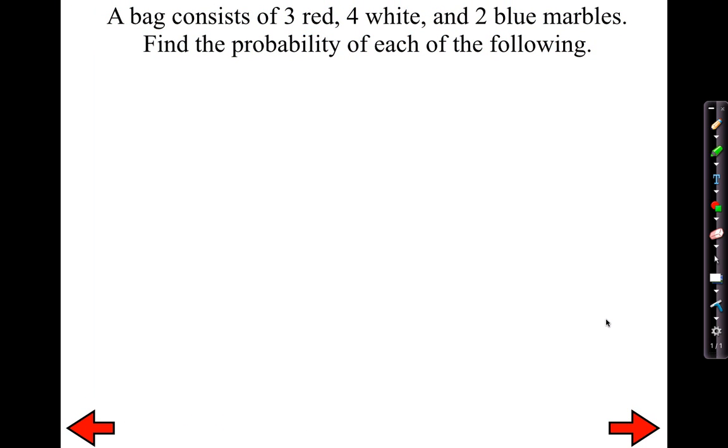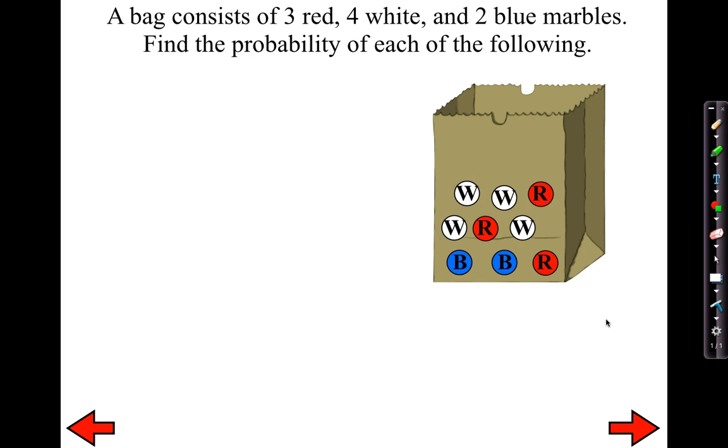Okay, so now let's take a look here. It says a bag consists of 3 reds, 4 whites, and 2 blue marbles. Find the probability of each of the following. So here is just a quick visual of the different marbles we have in the bag. What's the probability of getting a red?